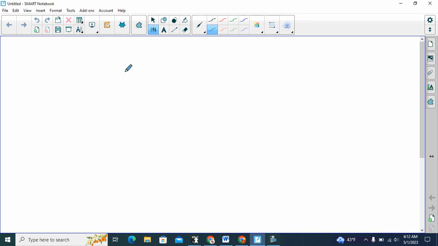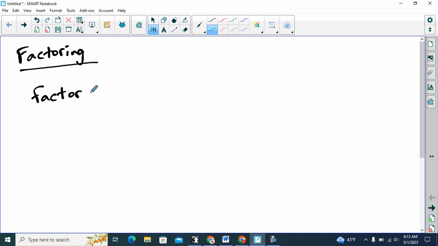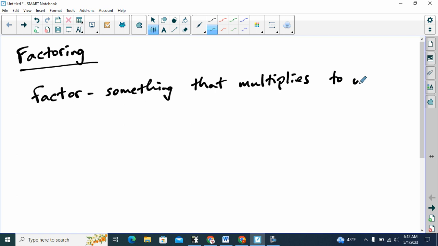The next several classes, we are going to work on something called factoring. Let's start out with the definition of what a factor is. A factor is simply something that multiplies to the given quantity. Something that multiplies to what is given is considered a factor.